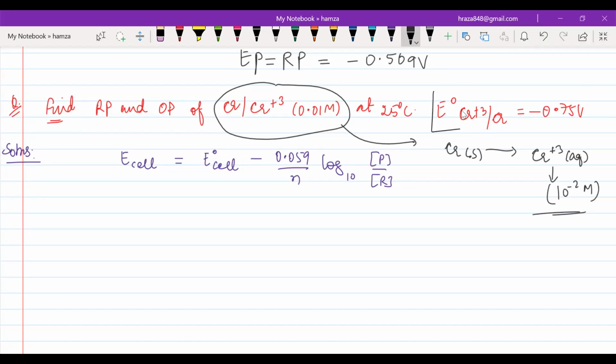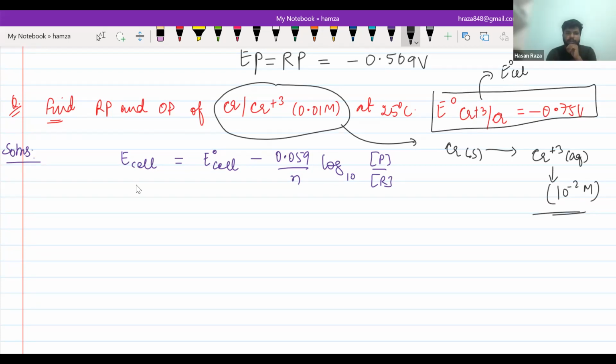Yes, sir. E naught cell is also given as this. You just need to put the value and you will get your answer. E naught cell has a value minus 0.75 minus 0.059 upon n. Now see, you can see that Cr is converting into Cr plus 3. That means 3 electrons it will lose. So 0 to plus 3. That means the value of n will be 3.